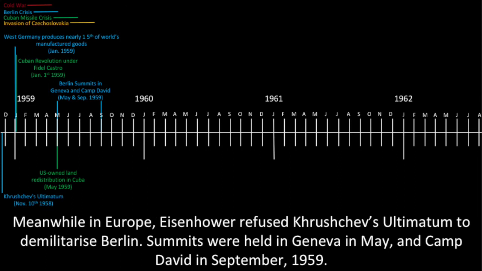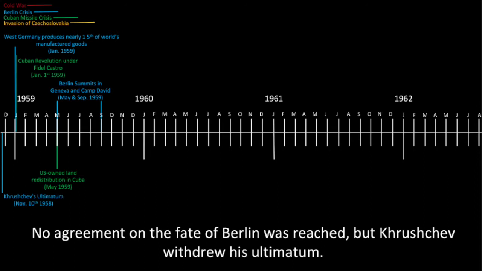Meanwhile, in Europe, Eisenhower refused Khrushchev's ultimatum to demilitarize Berlin. Summits were held in Geneva in May and Camp David in September 1959. No agreement on the fate of Berlin was reached, but Khrushchev withdrew his ultimatum.